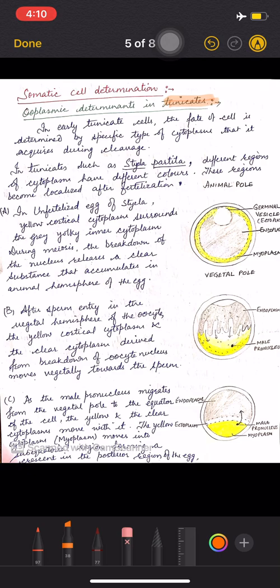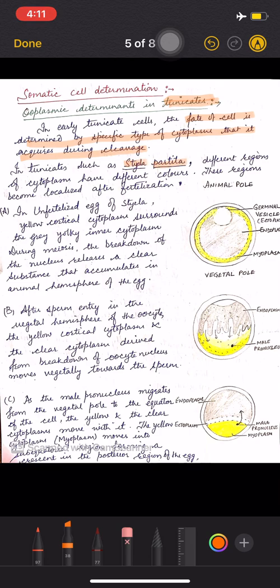These are ascidians. In early tunicate cells, the fate of the cell, whether it will become a germ cell or a somatic cell, or which type of structure it will form in the body, is determined by a specific type of cytoplasm which is acquired during cleavage, right? We are taking the example of Styela partita in tunicates.